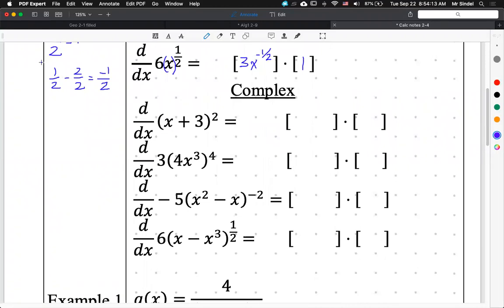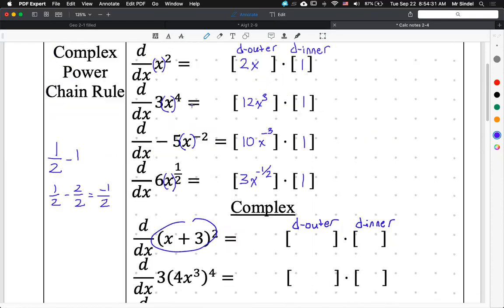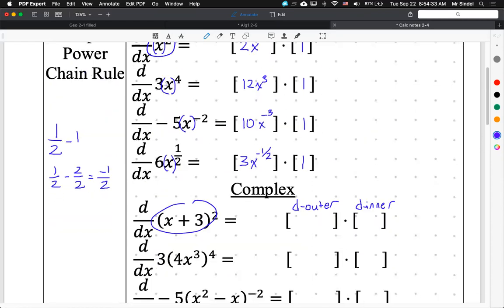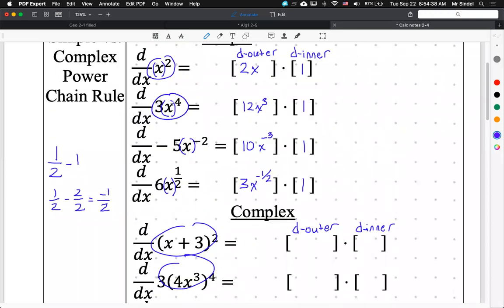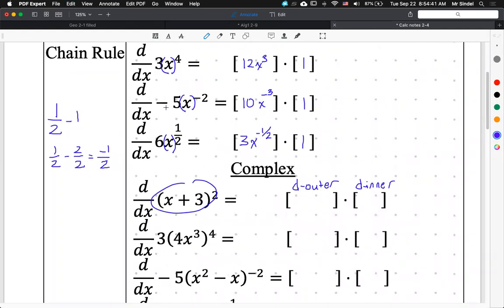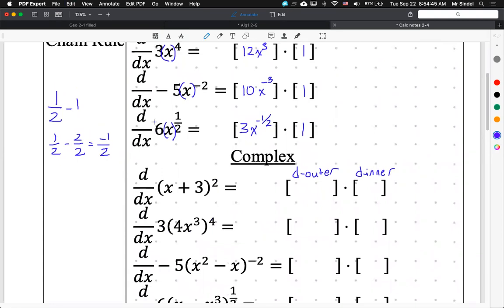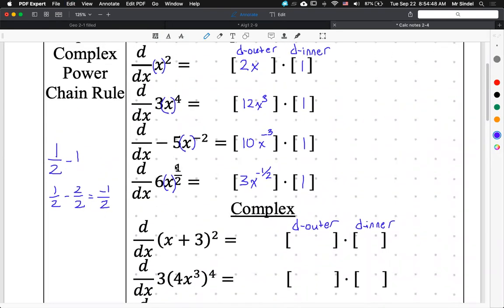Okay, so these complex problems for Powerhouse, the chain rule. Again, I'm still going to be multiplying doubter by dinner. And doubter is basically going to be the same thing. Notice how this problem down here is very similar to this problem up here. I'm just changing what the inner is. The inner is no longer just x. I'm making it a little bit harder. I'm making it complex.